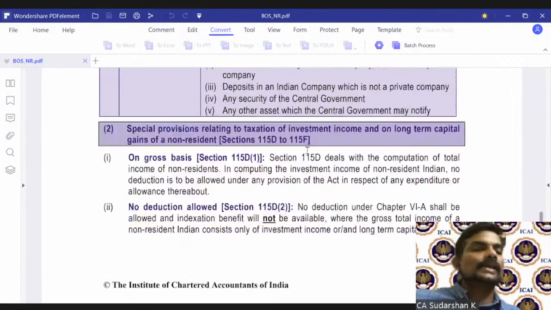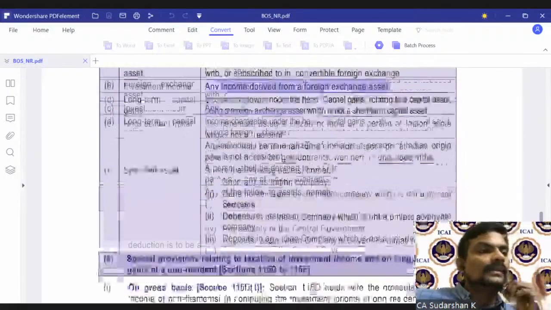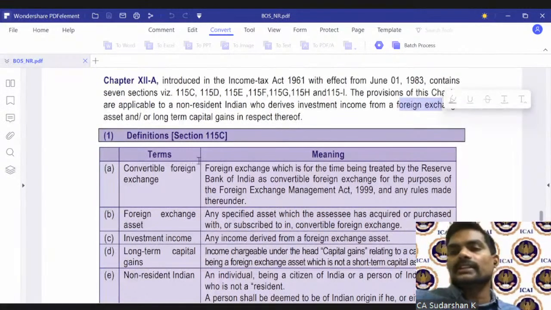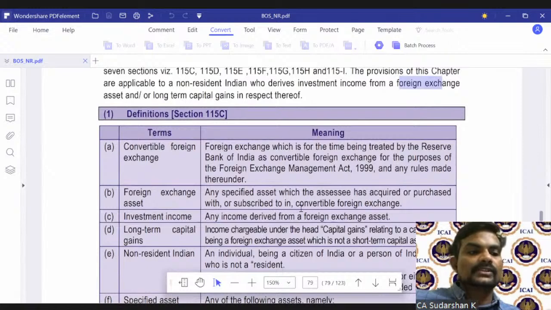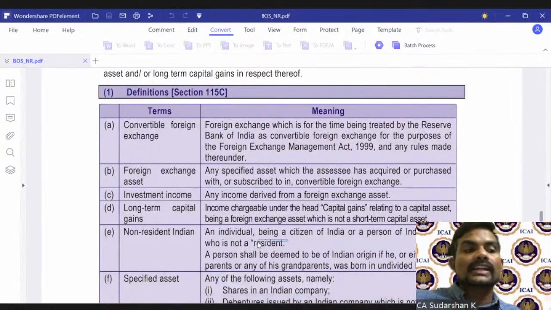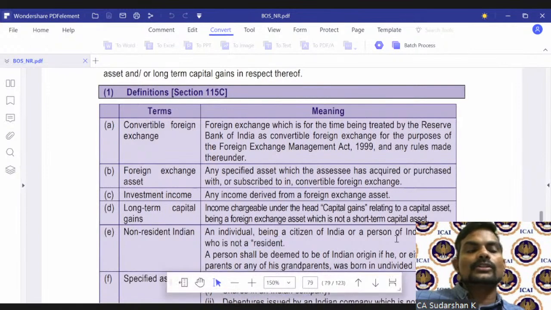The question is, he is a resident now. Will it be applicable? Because the section is applicable only for a non-resident Indian who derives investment income. So he is a non-resident Indian, there is no doubt about it, because he is an individual being a citizen of India or a person of Indian origin who is not a resident. So this is where the problem is. The person of Indian origin who is not a resident. So he fails to satisfy the NRI definition.